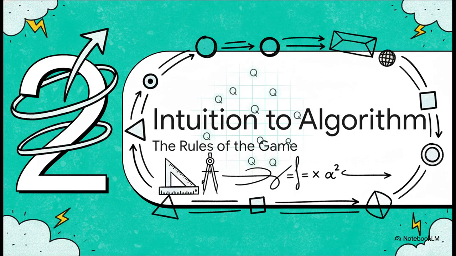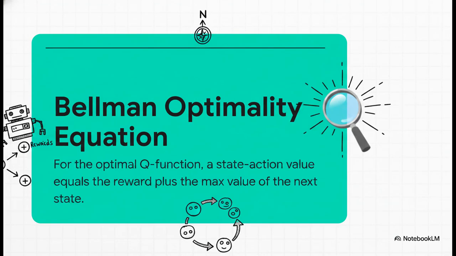Okay, that intuition is super powerful. But obviously, we can't do that loop by hand forever. We need a way to teach a neural network to find that ultimate cheat sheet of Q values directly. To do that, we need a rule, a mathematical law that defines what a perfect Q function actually looks like. And this is it, the Bellman optimality equation. You can think of this as our North Star. It's the rule of perfection.